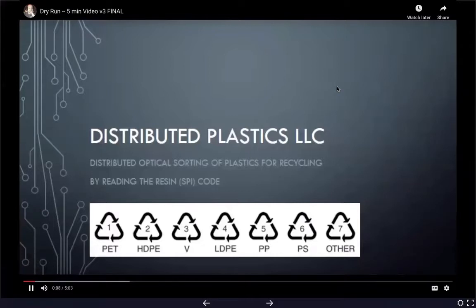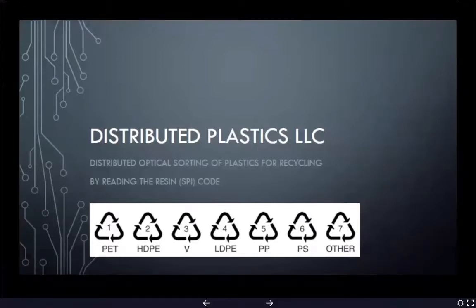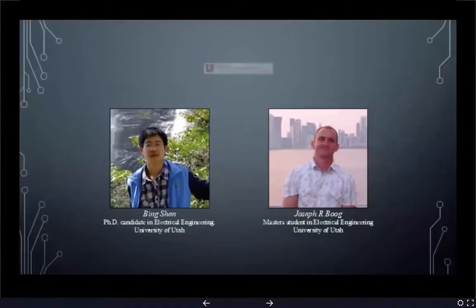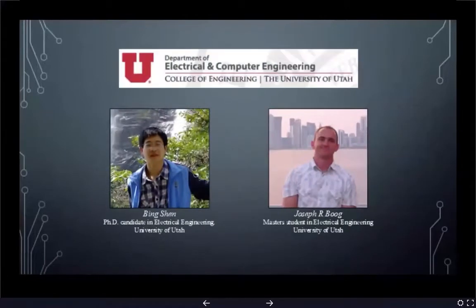Optical plastic sorting method by simply reading the SPI resin code on consumer plastic waste. Distributed Plastics LLC is backed by Bing Shen, a PhD candidate, and Joseph Bogue, a master's degree student, both at the University of Utah's Electrical and Computer Engineering departments.